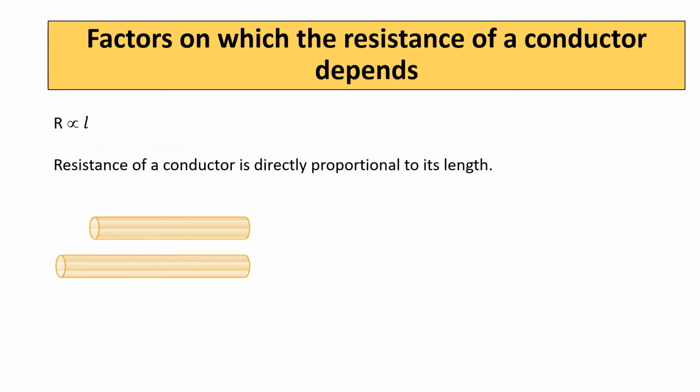conductor. We know that the resistance occurs due to the collision of free electrons with the positive ions. If the length is more, the collisions will be also more. That is why resistance is more for the longer conductor.